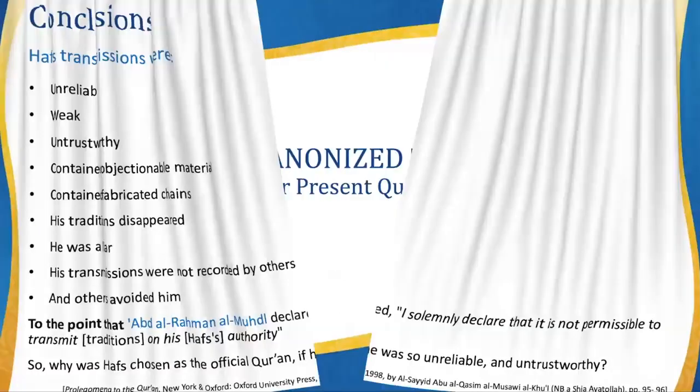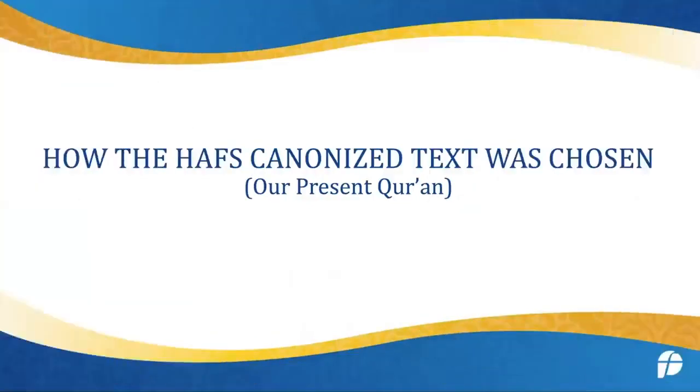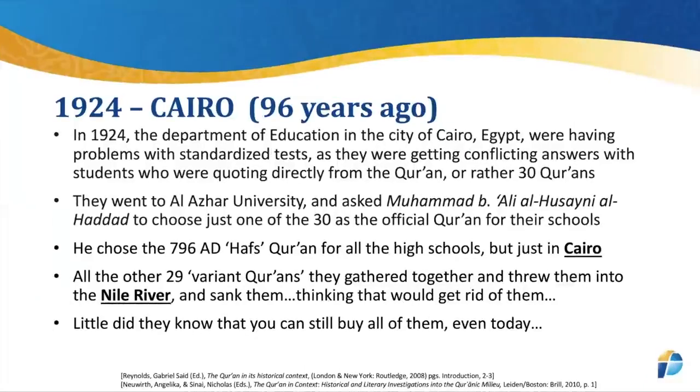Well, let's go and see how he was chosen. Maybe that will give us some idea as to what's going on. So, how was he canonized? How was his text canonized as the chosen text for today all over the world? Well, we do know that in 1924, so we're talking about the last century, 96 years ago, they were having problems in the high schools there in Cairo, just the city of Cairo.